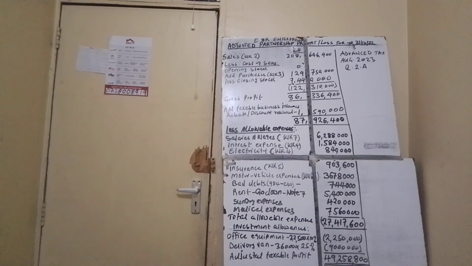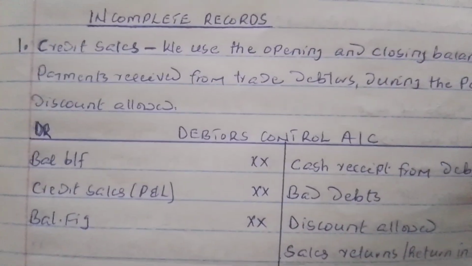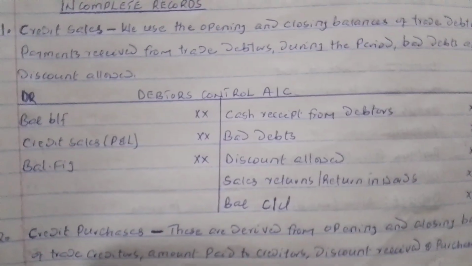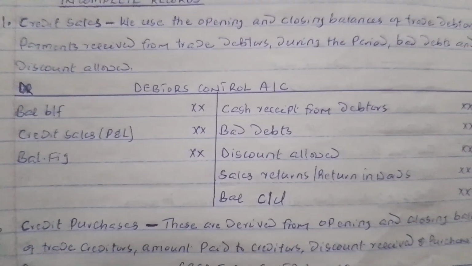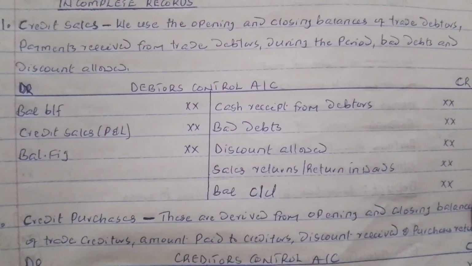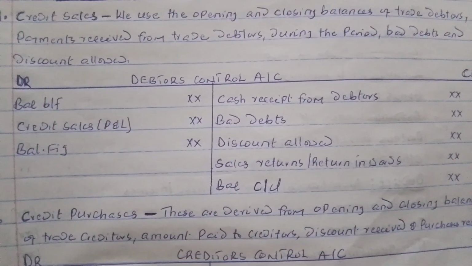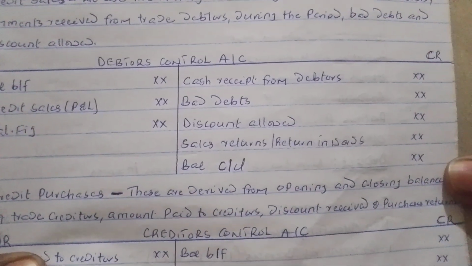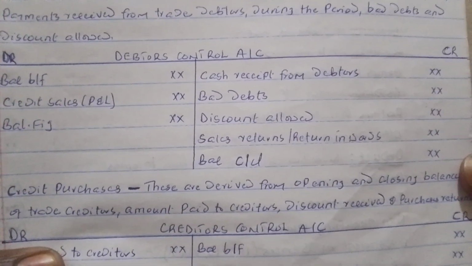Now, another thing that I may want to share with you before we continue is that concept of incomplete records, because in this question that we are about to take, we will deal with incomplete records. So remember, for sales, you will be required to prepare debtors control account. Debtors, you know, is an asset. They have debit balance. So you can see the balance brought forward is on the debit side. Then see what the items on the credit side.